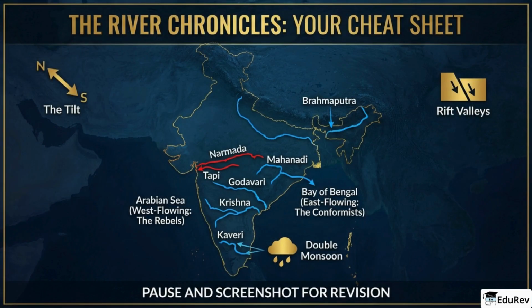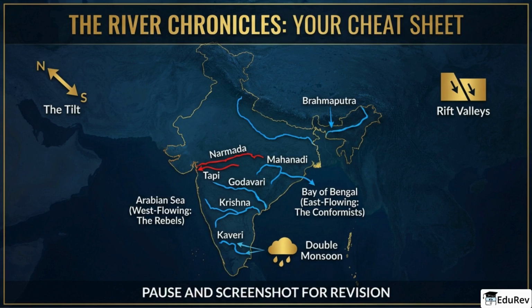Now compress the entire chapter into one revision frame. The tilt explains why most peninsular rivers flow east. The rift valleys explain why Narmada and Tapi break the rule and flow west. The Arabian Sea side gets the rebels. The Bay of Bengal side gets the conformists, Mahanadi, Godavari, Krishna, and Kaveri. The Brahmaputra remains the great northeastern giant, and Kaveri stands out because of the double monsoon support.